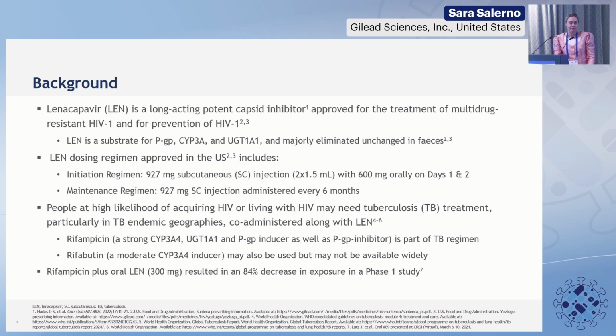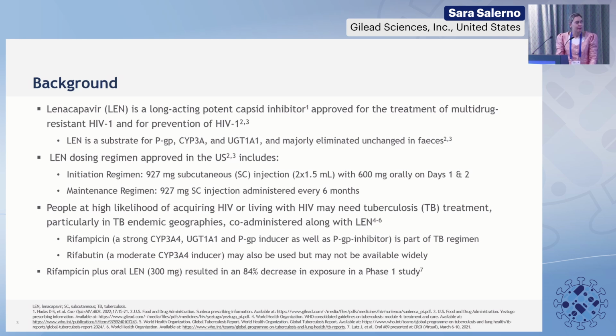And the LEN dosing regimen that is approved in the U.S. includes an initiation regimen of 927 milligram subcutaneous injection, which is 2 vials of 1.5 milliliters each, along with 600 milligram oral loading dose on days 1 and 2. And then there's a maintenance regimen of 927 milligram subcutaneous injection administered every 6 months.